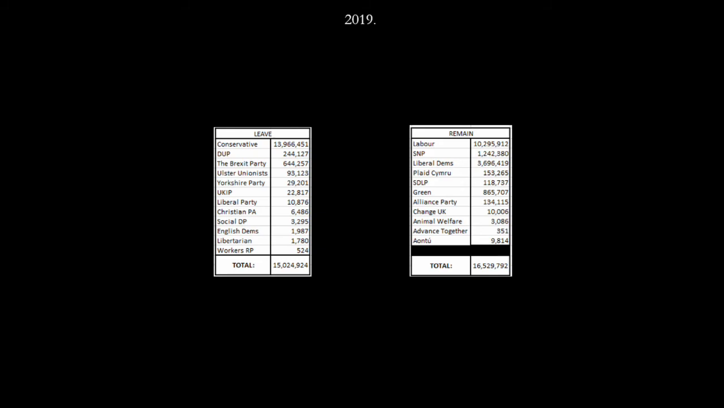It's a 1.5 million difference for the people in the UK voting on whether they would want to Remain or Leave. They give their vote to the political party that they believe will represent them in Parliament, and they say, hey, I want to leave, I want a party that wants to leave. Or they say, hey, I want a party that remains.